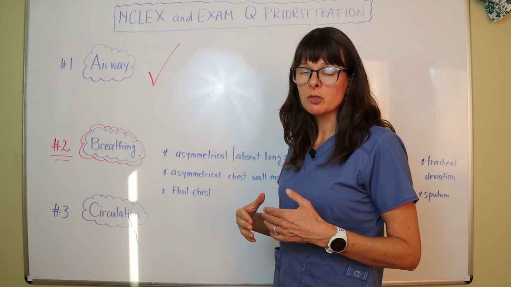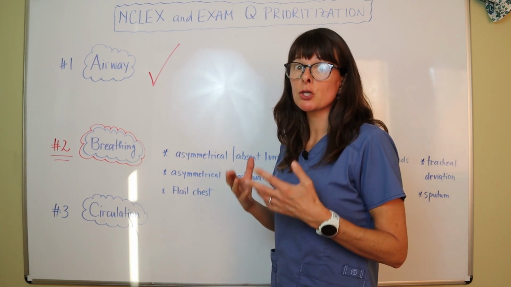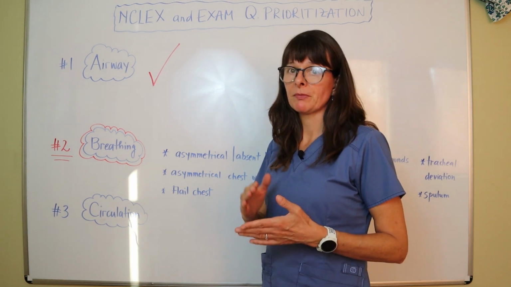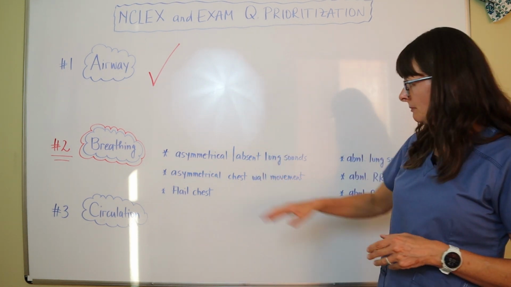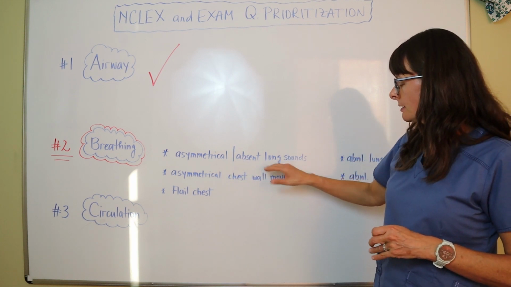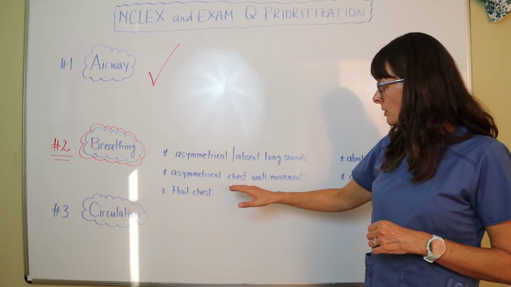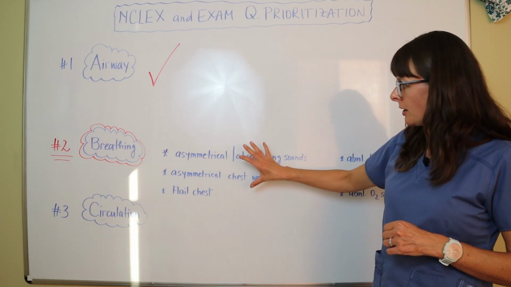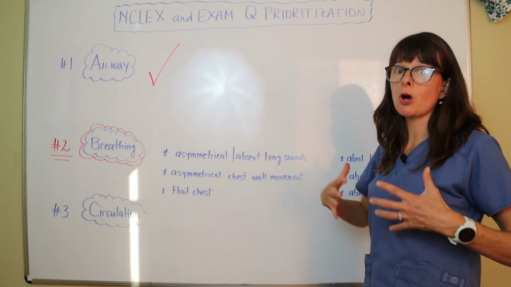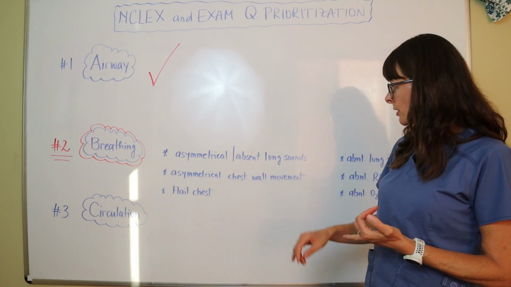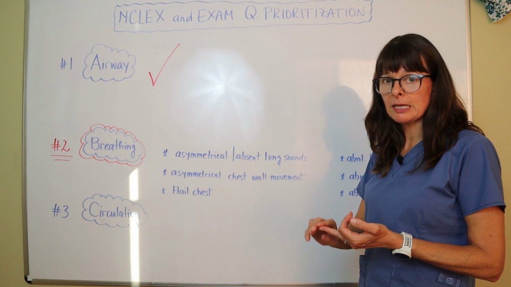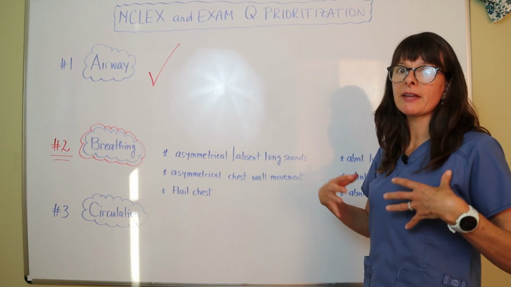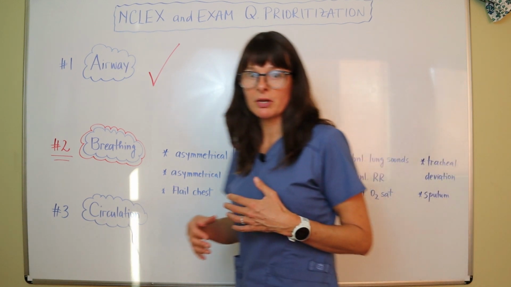So any of these terms will let you know that there's something going on with the patient's breathing status. That means that this should be your prioritization. So terms that you might see: asymmetrical or absent lung sounds, asymmetrical chest wall movement, or a flail chest. And all three of these really pertain to trauma to the chest, where we either are dealing with a pneumothorax, a hemothorax, a tension pneumothorax, multiple broken ribs, any of that can impair the patient's breathing.